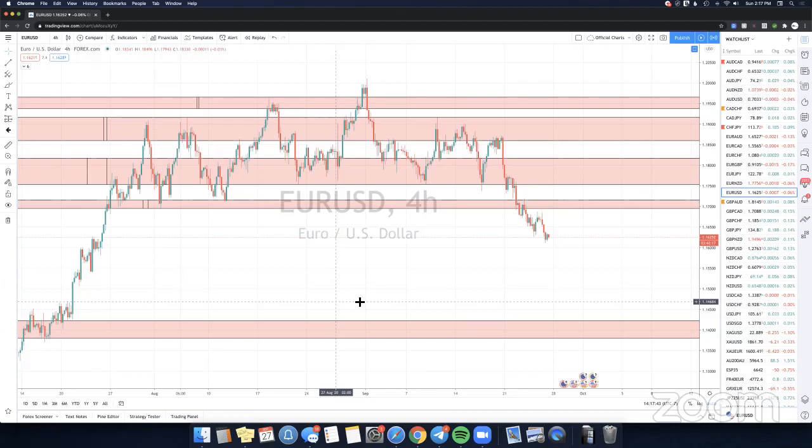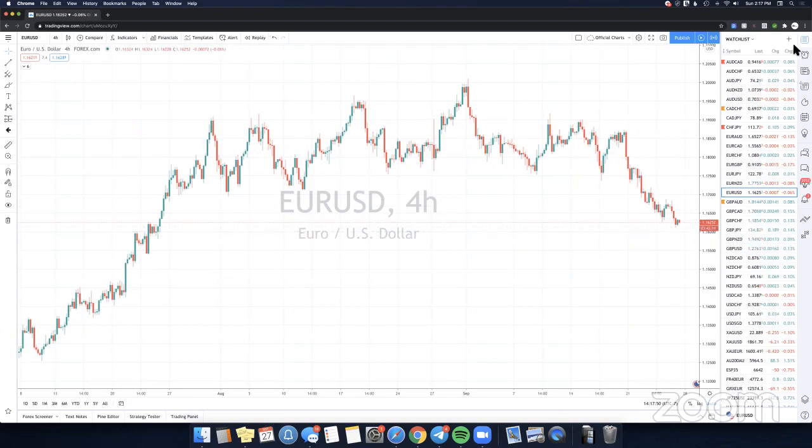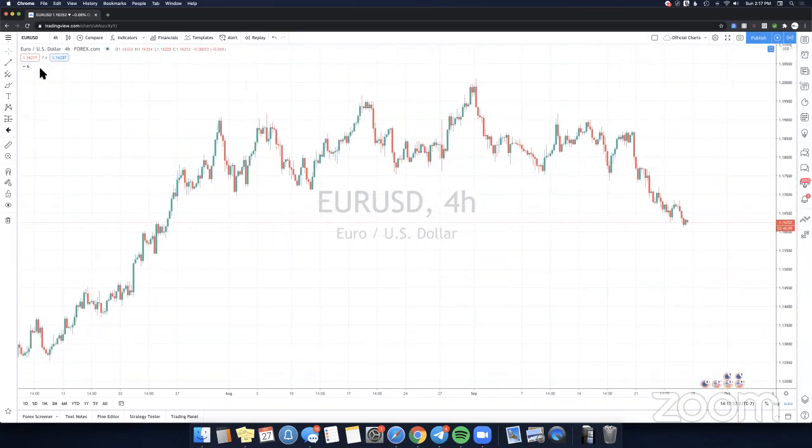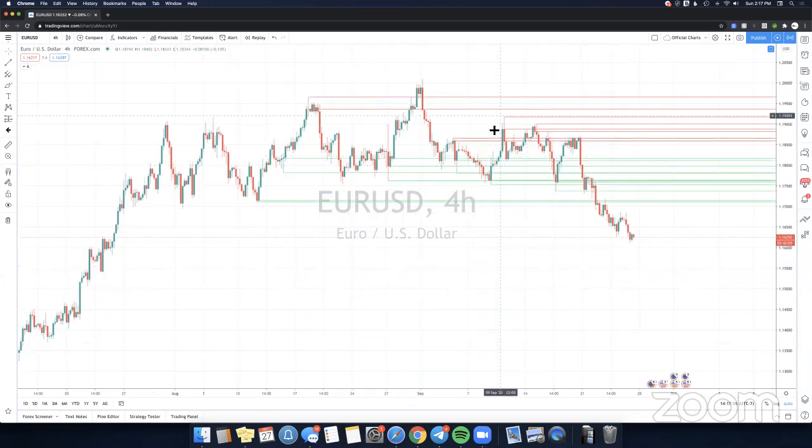If you guys are familiar with how I mark up the charts, basically what I do is I clear the charts out, so everything is a naked chart right there. The first thing I do is pull up the K² version 2 indicator, and you can see right here it marks up all of these zones.